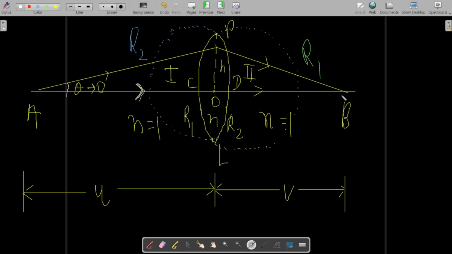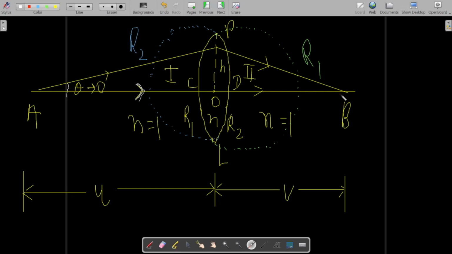As a result, a real image is formed at B. The point at which the refracted rays actually meet is called the point of real image, and at that point the real image is formed. So at point B, a real image will be formed.